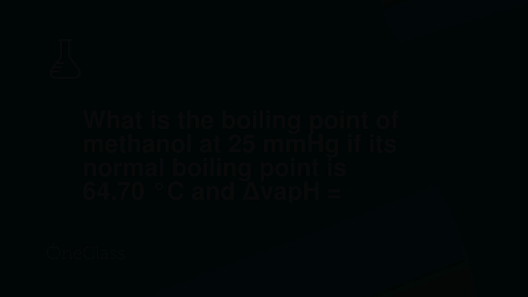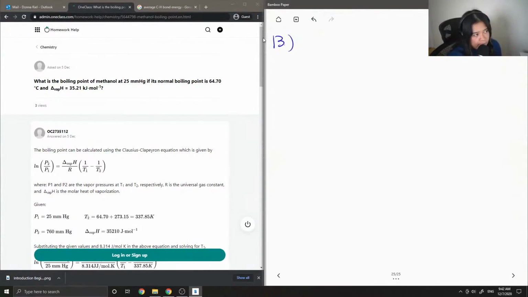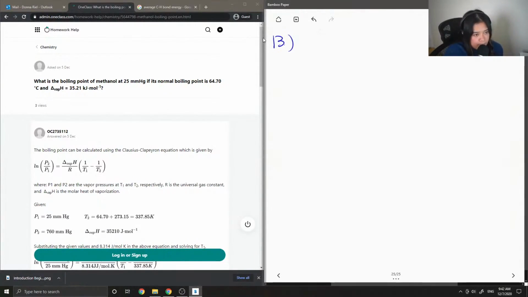Question 13. What is the vapor pressure point of methanol at 25 millimeters of mercury if its normal boiling point is 64.7 degrees Celsius and delta H vap is equal to 35.21 kilojoules per mole? So this can be answered using the Clausius-Clapeyron equation.